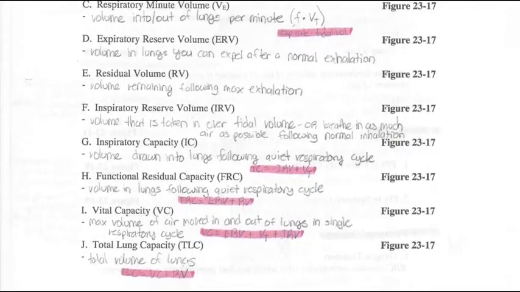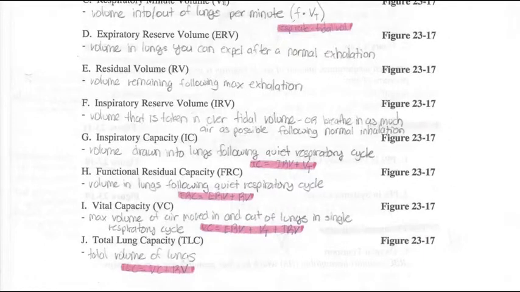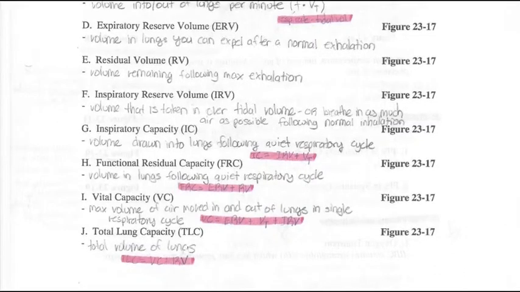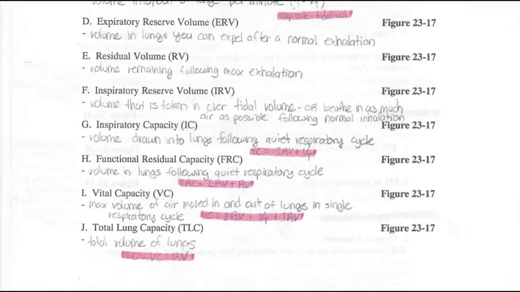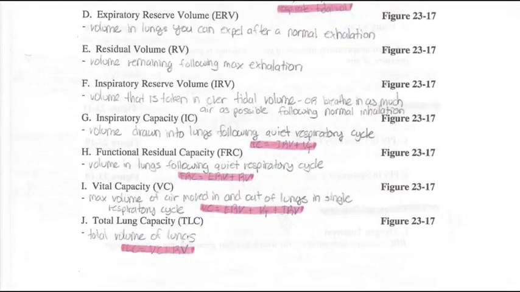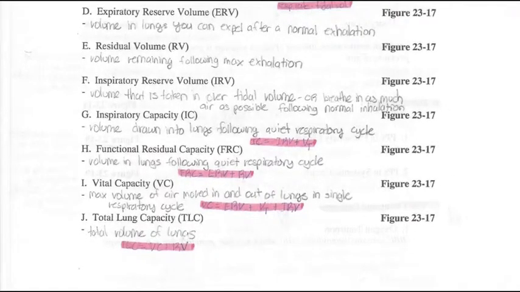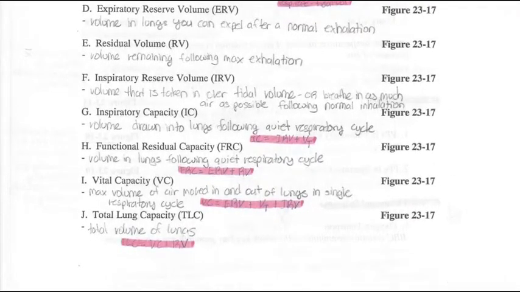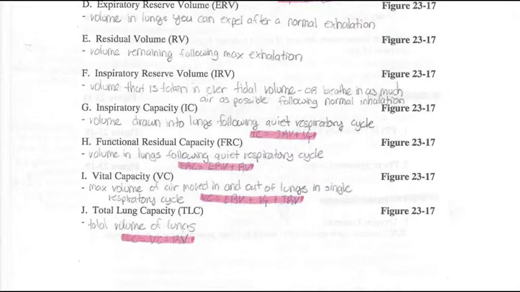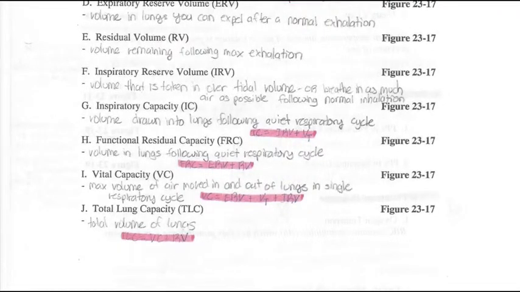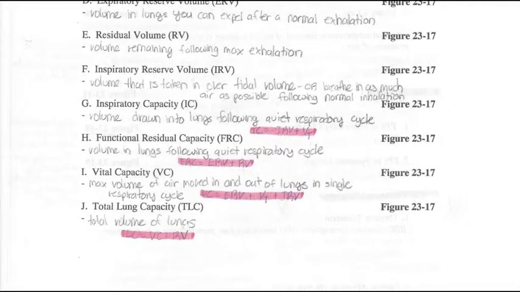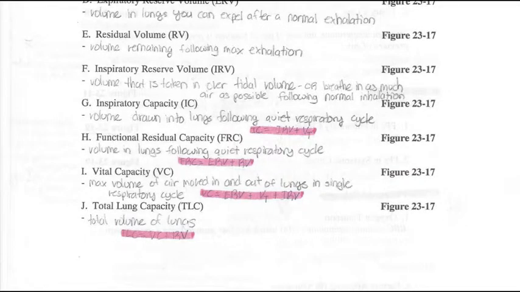I. Vital capacity, abbreviated VC. This is the max volume of air moved in and out of the lungs in a single respiratory cycle. The equation for vital capacity is ERV plus VT plus IRV. So vital capacity equals expiratory reserve volume plus tidal volume plus inspiratory reserve volume. J. Total lung capacity, abbreviated TLC. This is the total volume of the lungs. The equation for TLC is VC plus RV, or vital capacity plus residual volume.